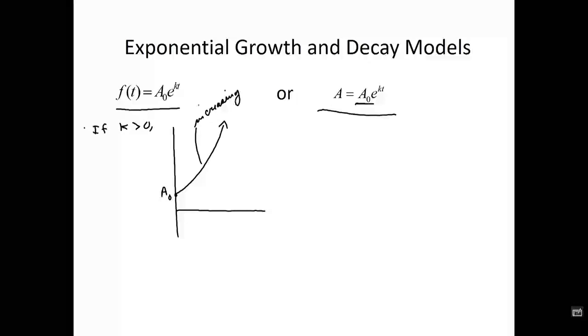We said that k is greater than 0, and the function is a sub 0 e to the kt, with k greater than 0. So this illustrates exponential growth.